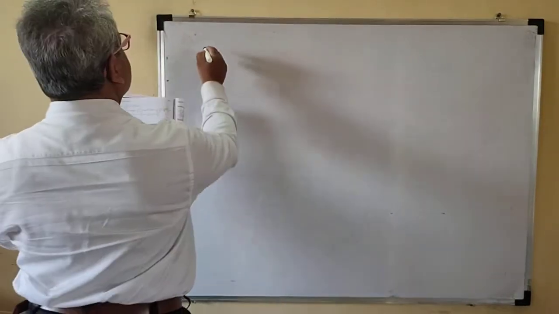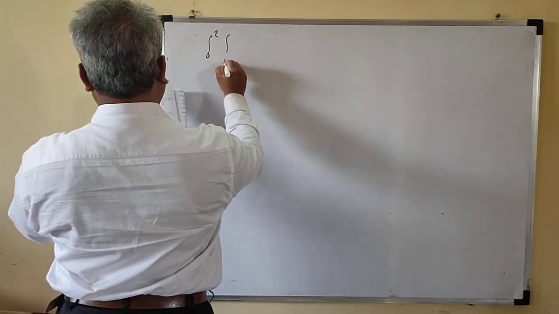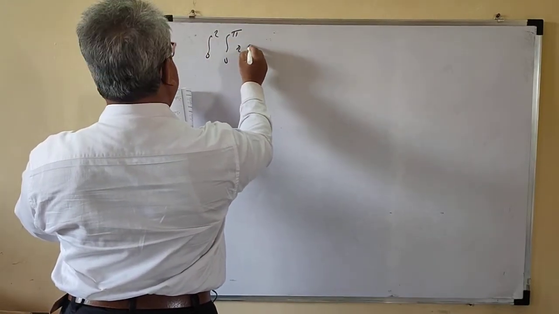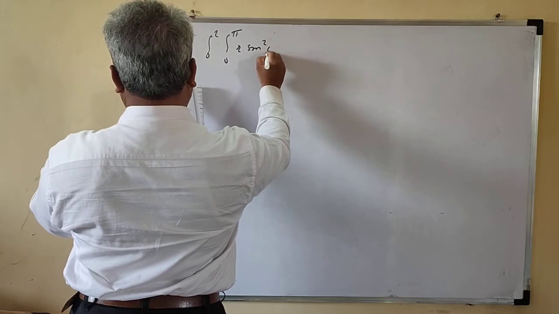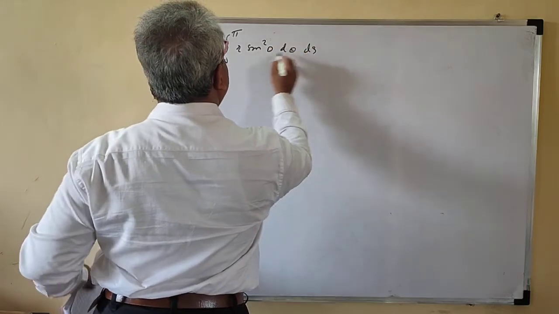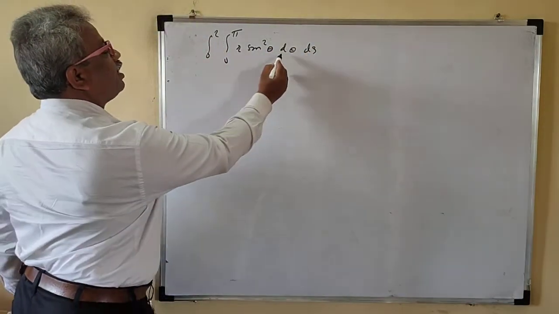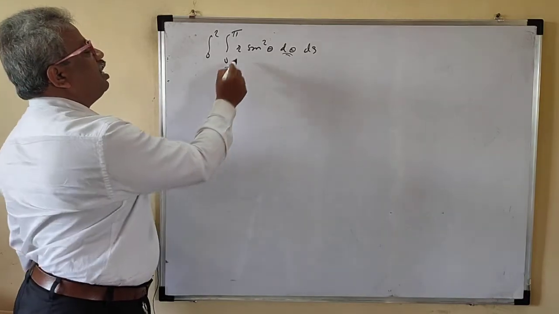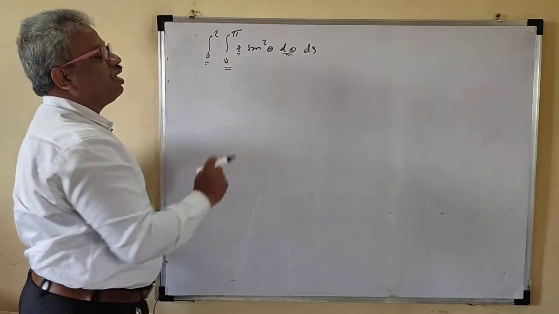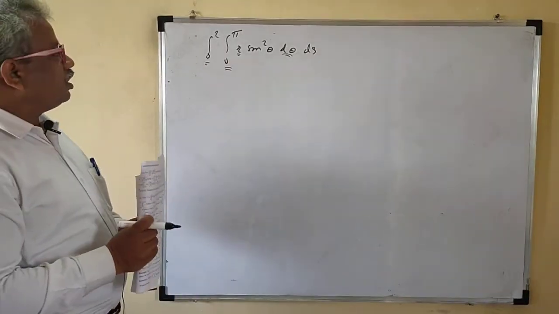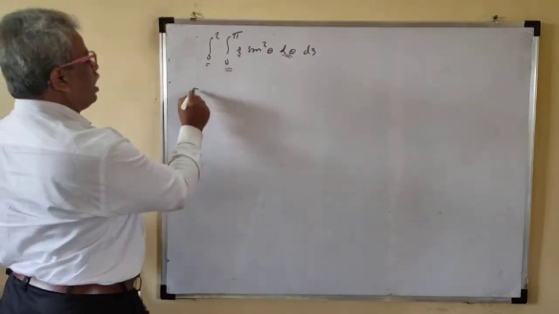Okay. So suppose this is the integral from 0 to 2, 0 to pi, of r sine square theta d theta dr. Again, this is d theta, so these are the limits of theta. This is r, these are the limits of r, and this is the product of two functions. Limits are constant, so I can write it this way.